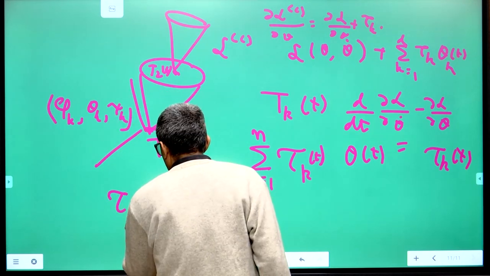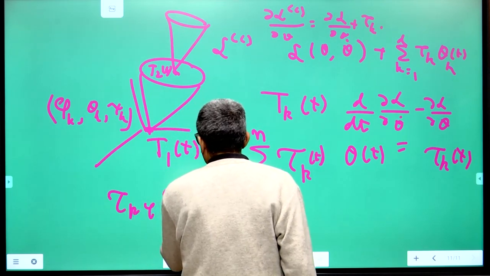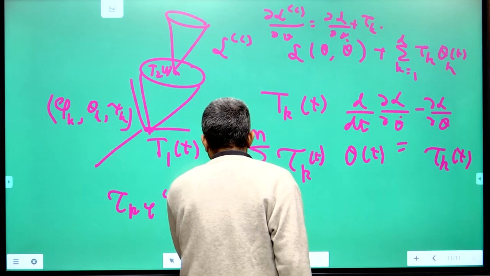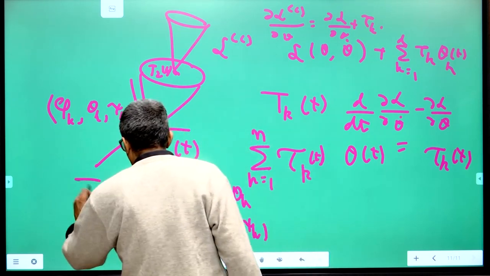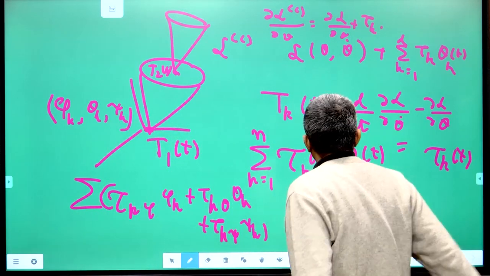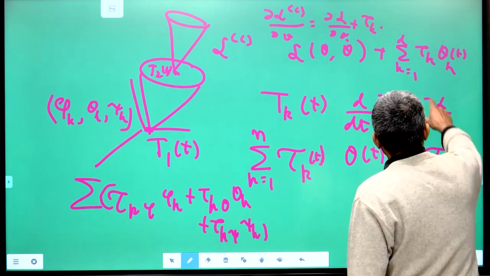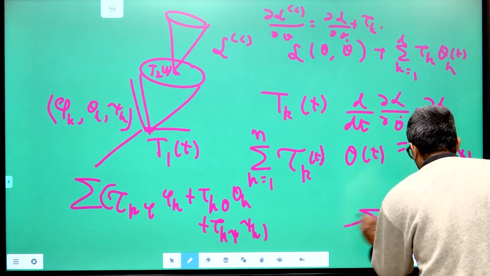Then you should write it as tau k phi into phi k plus tau k theta into theta k plus tau k psi into psi k. That will be the contribution to the torque. This will be a contribution of the torque to the Lagrangian, right? The potential energy is the negative of tau k theta k. The potential energy due to the torque is minus of tau k theta k.